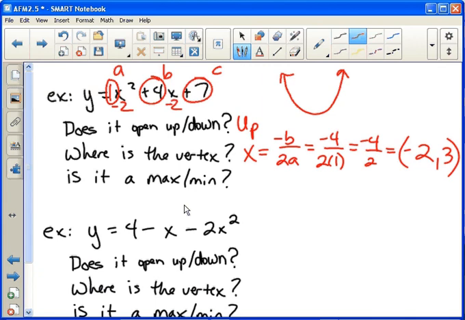So my vertex for this is at the point -2, 3, and their question is, is this a maximum or a minimum? Well, if you know it opens up, you should just be able to look at it and tell. Clearly, with the picture I've drawn, -2, 3 is a minimum.